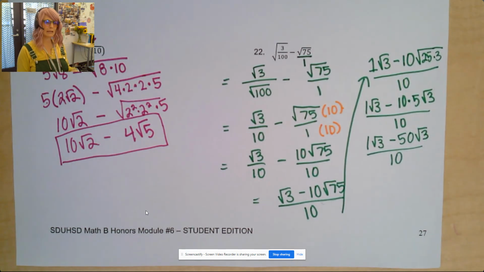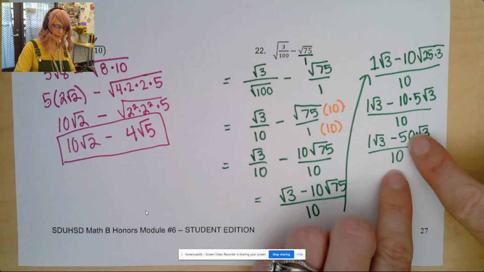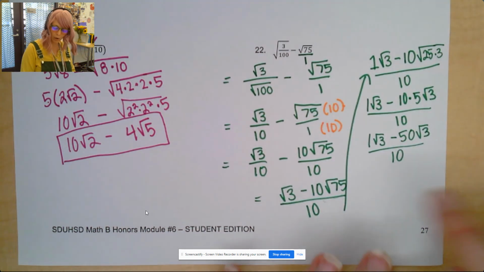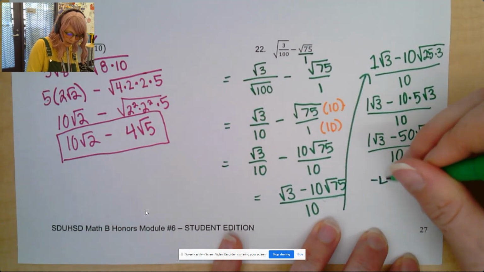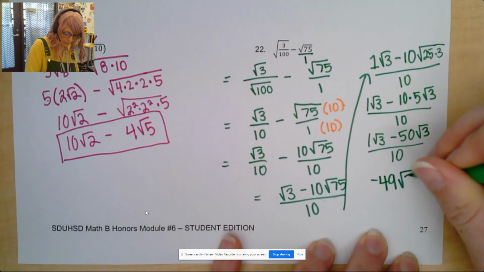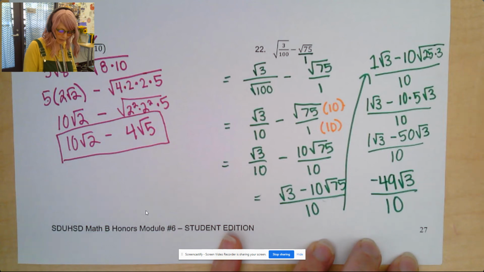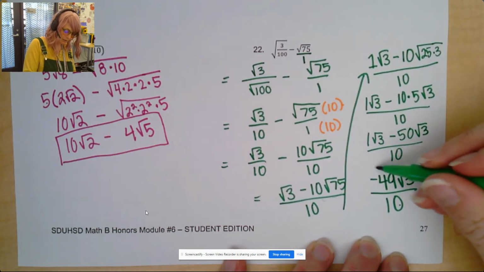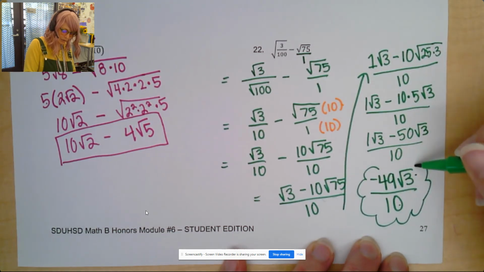What is 1 minus 50? Remember, I can't cancel out this 50 and this 10 because this subtraction ruins it all. So 1 minus 50 is negative 49. We got the square root of 3, and it's all over 10. Numbers on the outside, no common factors other than 1. Number on the inside, no perfect square factors other than 1. So that's our beautiful answer.